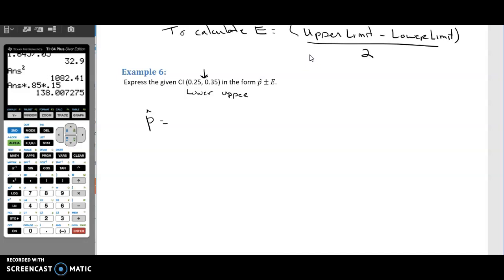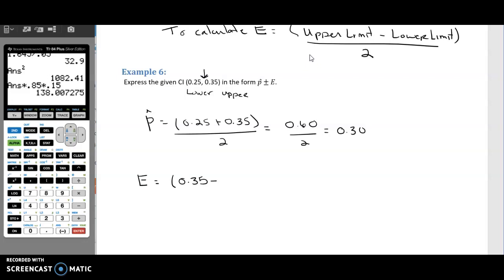So basically you're finding the average, you add the lower limit and the upper limit, and divide by 2. So you end up with 0.60 divided by 2, so 0.30. To find your margin of error, you take the upper limit and subtract off the lower limit, and take that difference and divide by 2. So that's going to be 0.10 divided by 2, so 0.05.